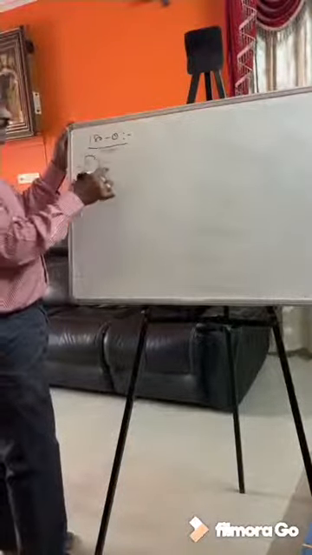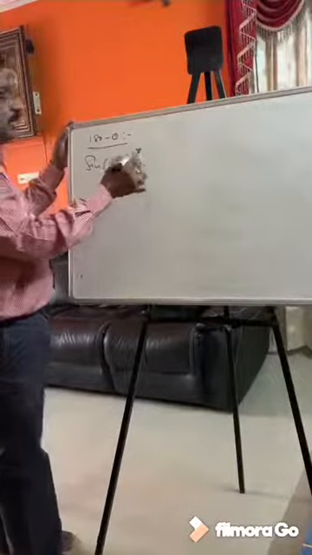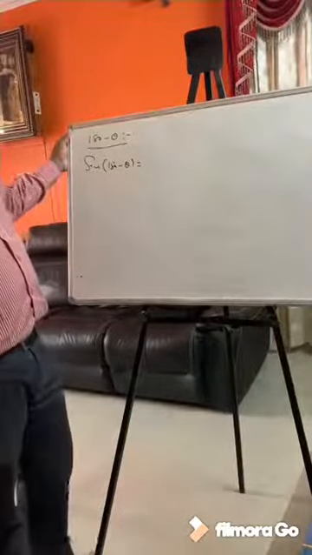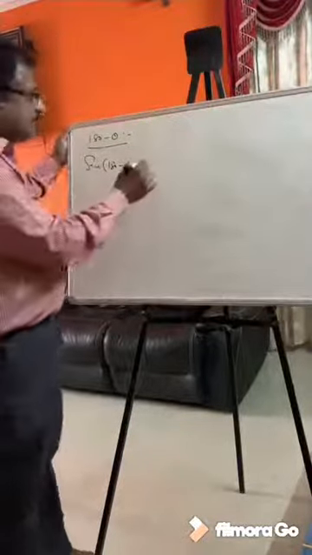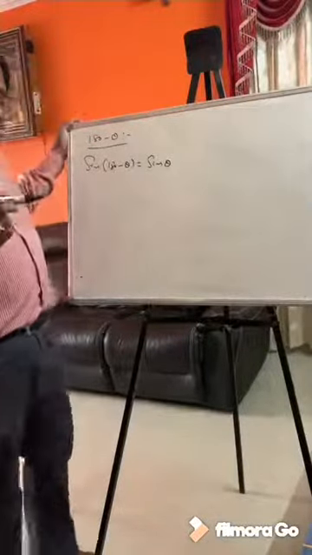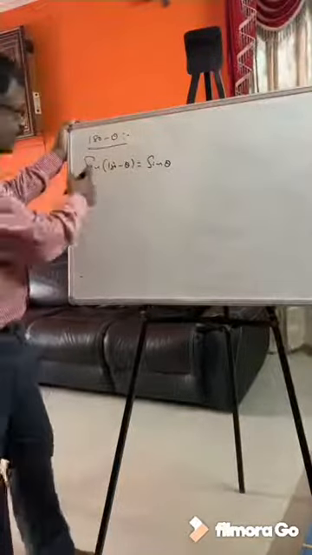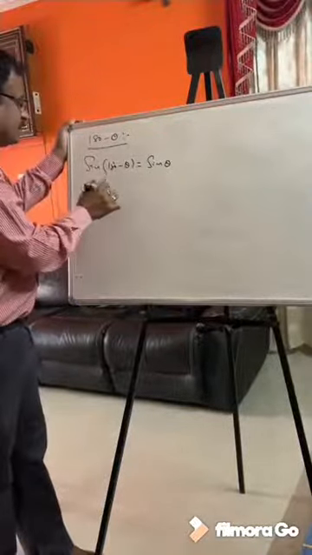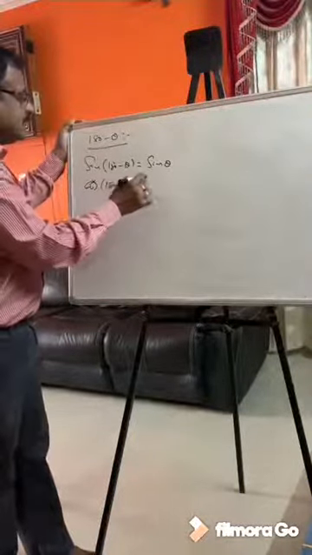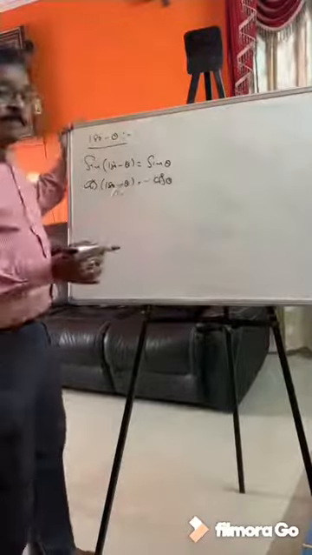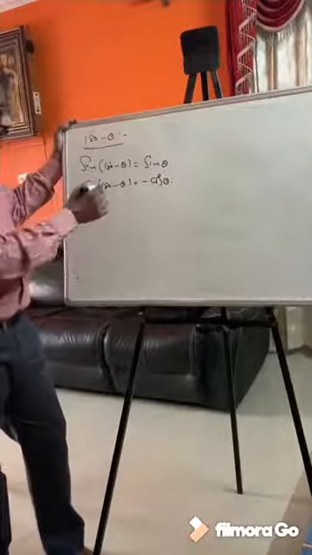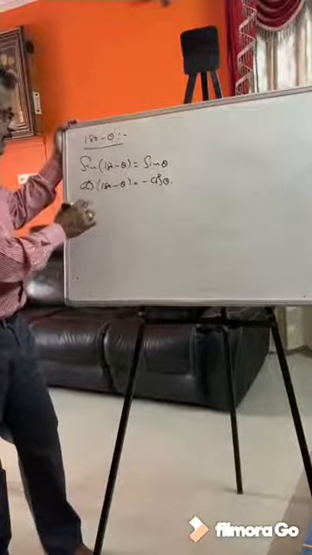Sine 180 minus theta. What I told, for 180 minus theta, 180 plus theta, 360 minus theta, 360 plus theta, same to same, sine to sine. 180 minus theta, which quadrant? Second quadrant. In second quadrant, sine is positive. Similarly, cos 180 minus theta. Please tell me, minus cos theta. Why? Because cos is negative in second quadrant.